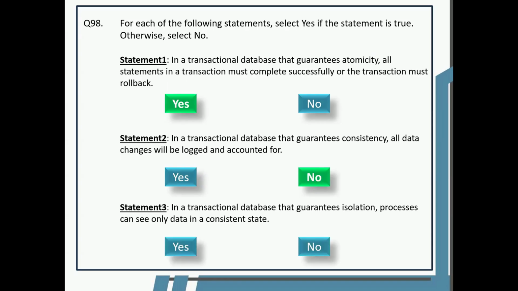Now, the third statement is: in a transactional database that guarantees isolation, processes can see only data in a consistent state. This is a correct statement. Each transaction sees only data in a consistent committed state, preventing dirty reads and non-repeatable reads.